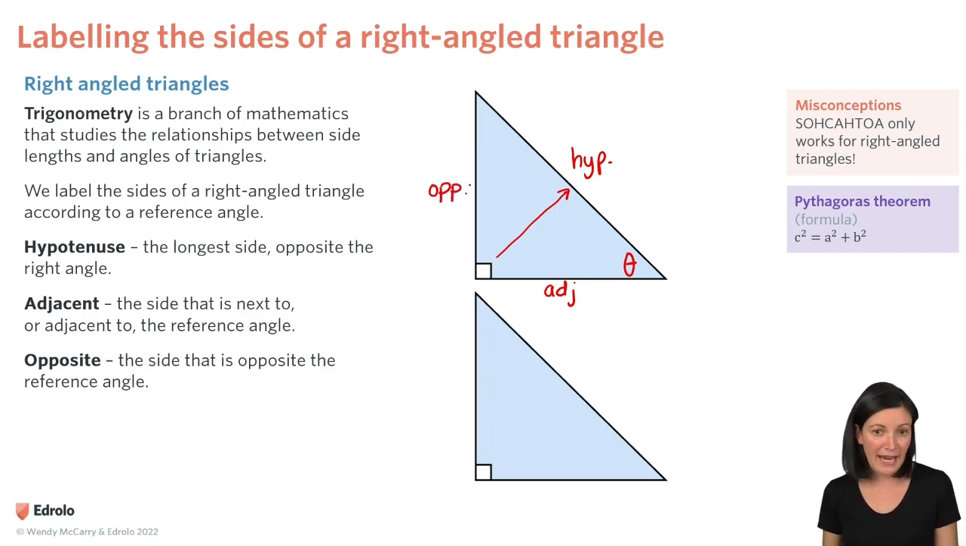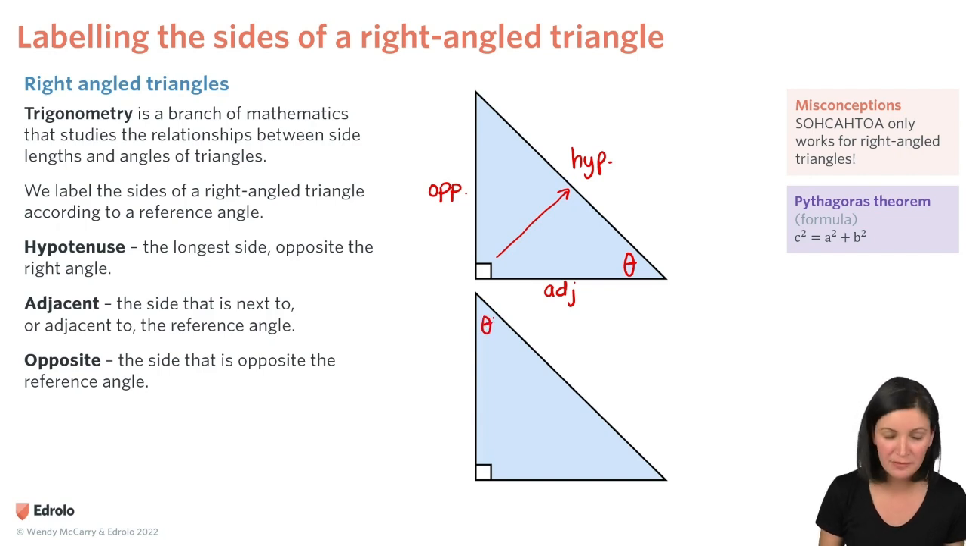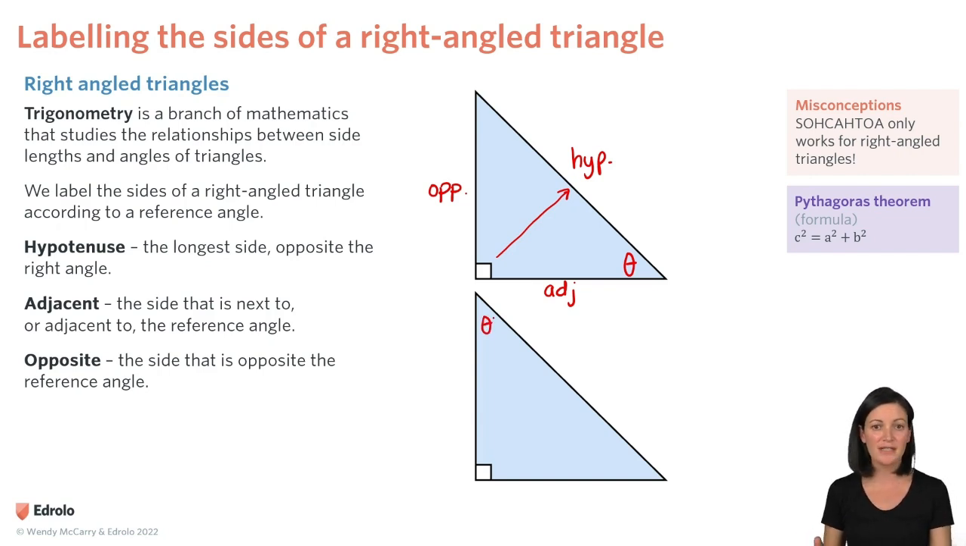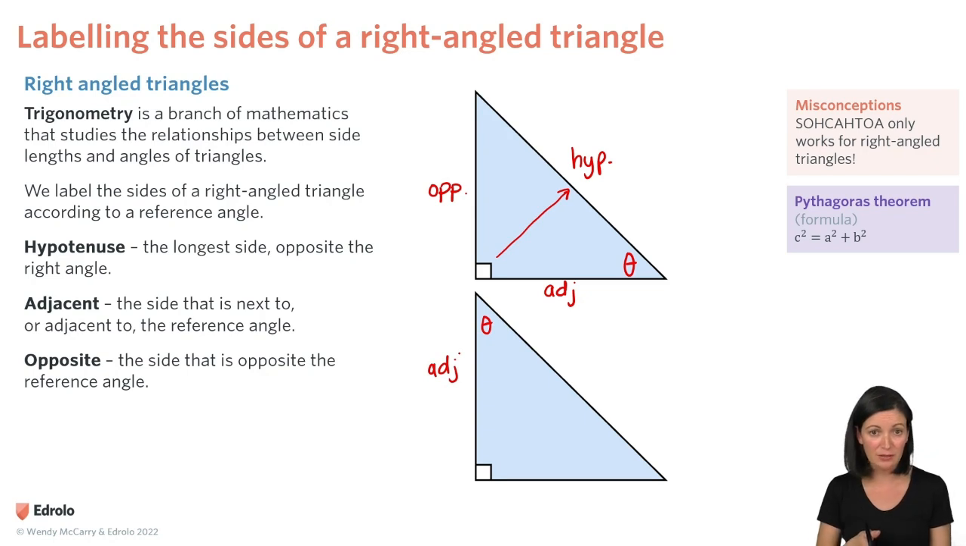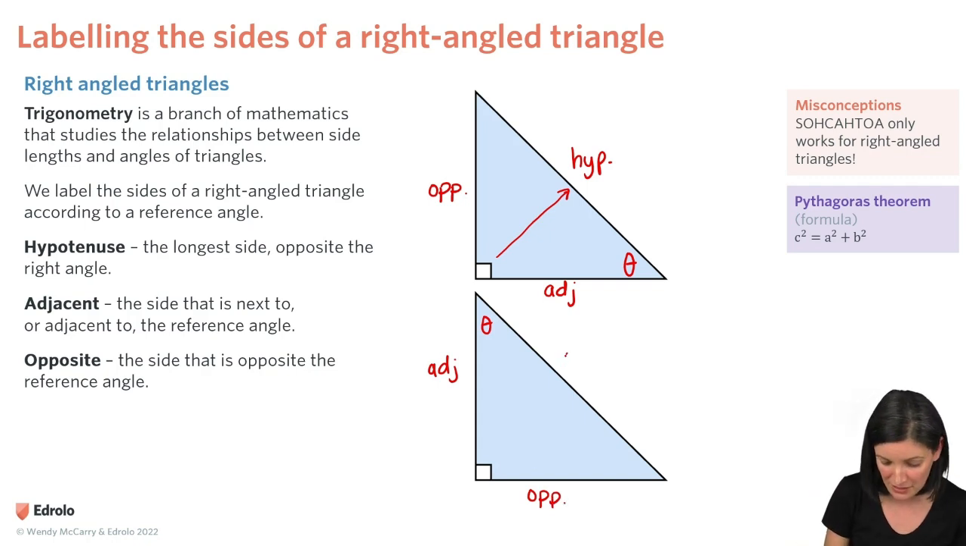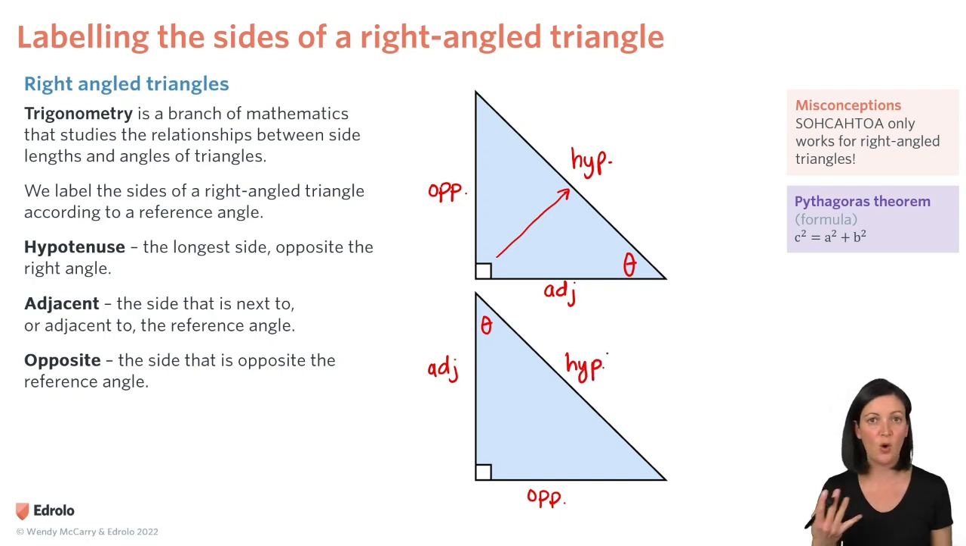But if my reference angle was this one, that changes my adjacent and opposite side, because now this side here is the one that is beside my reference angle. And then this one across here is the side that is opposite my reference angle. The hypotenuse never ever changes. That's always the one that's the longest, that's across from the right angle.